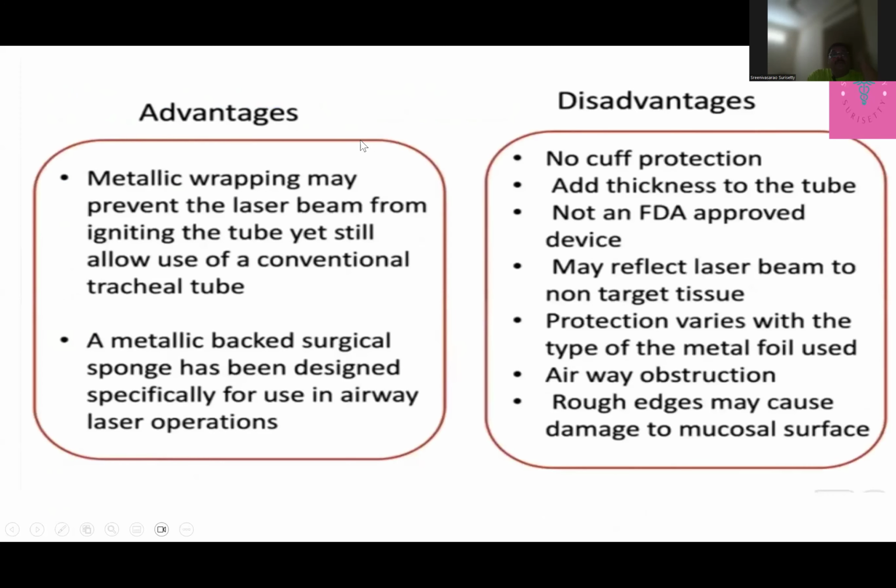So what are the advantages of wrapping? Metallic wrapping may prevent the laser beam from igniting the tube but still allows use of conventional tracheal tubes. This metallic backed surgical sponge has been designed specifically for use in any airway laser operation. The disadvantages of wrapping: no cuff protection, and it adds thickness to the tube. It is not an FDA approved device and may reflect the laser beam to non-target tissues, and protection varies with the type of metal foil used. Sometimes it can cause airway obstruction, and rough edges may damage the mucosal surfaces.